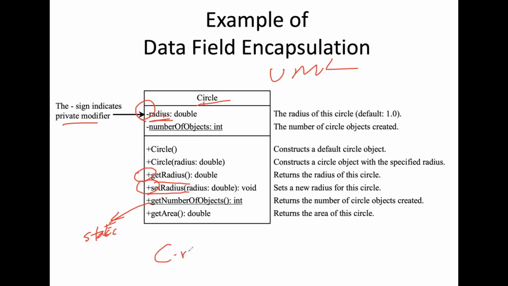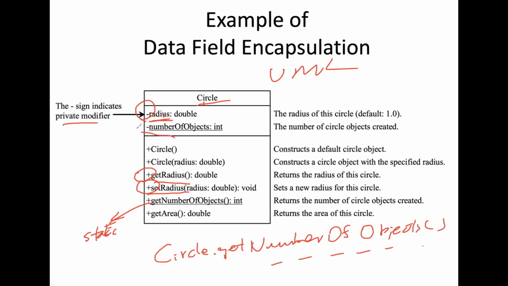This means that you can do Circle, the class name, dot getNumberOfObjects to fetch the number of objects, which is also a static member, regardless of which instance of the circle object you're in. This class Circle, with use of private modifiers and also static plus accessor methods on top of the private data, gives rise to data field encapsulation, which hides the internal state of an object and requires that all interactions with the object occur through well-defined interfaces or methods.